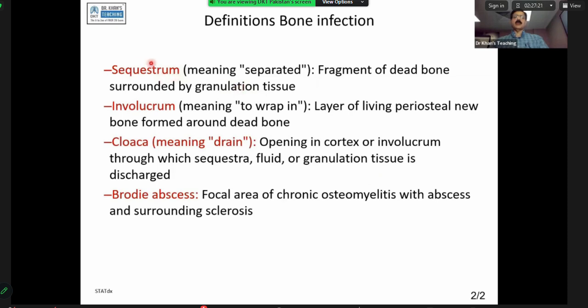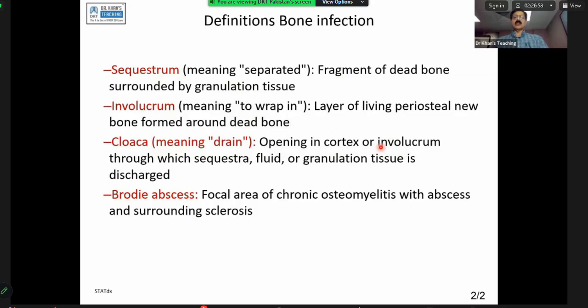Please remember. Then involucrum, meaning wrap in, to wrap in. And this is a layer of living periosteal new bone formation around the dead bone. I'll show you cases to explain this. Cloaca, meaning drain. This is an opening in the cortex or involucrum. So you will find a hole.